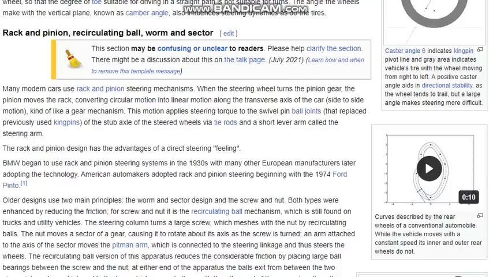Older designs used two main principles: the worm and sector design and the screw and nut. Both types were enhanced by reducing the friction for screw and nut. It is the recirculating ball mechanism which is still found on trucks and utility vehicles.